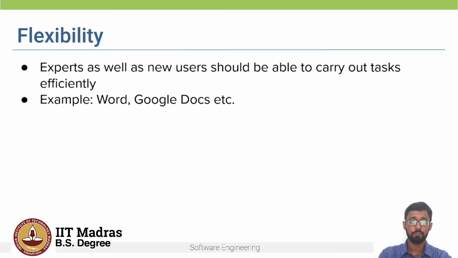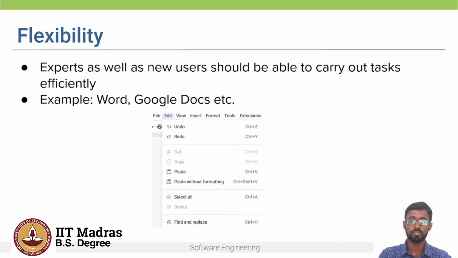Let's look at example of document processing softwares like Word, Google Docs, etc. So when a new user needs to edit a document, they will initially go through various menus and click on the cut, copy and paste menu item. And as they gain fluency and experience using this word processor, they will start using shortcuts.